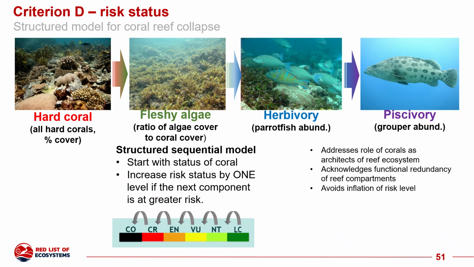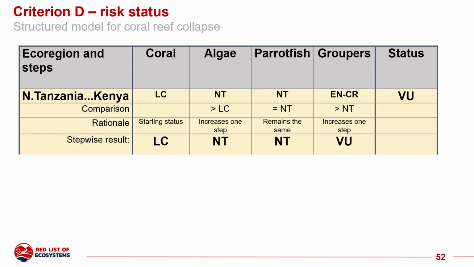Let's walk through a worked example using the Northern Tanzania and Kenya unit of assessment. We've assessed the 4 indicators under Criterion D and have the following risk statuses. Coral cover is classified as least concern. The algae to coral ratio is near threatened. Parrotfish are also near threatened. And groupers are between endangered and critically endangered.